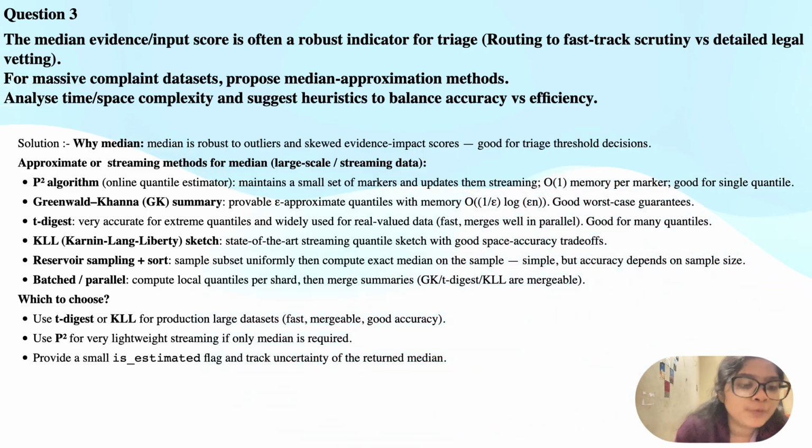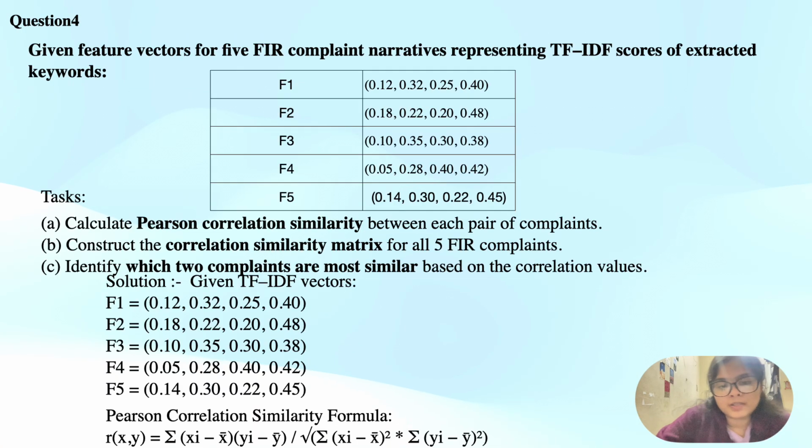Then there comes the Greenwald-Khanna summary. It provides error-bounded approximate quantiles with time complexity O((1/ε) log εn), where it guarantees a good worst case.